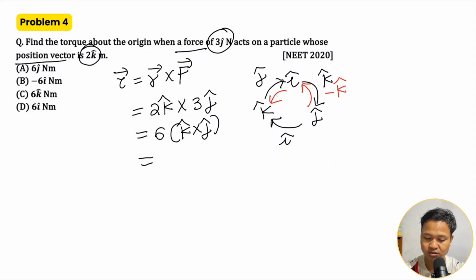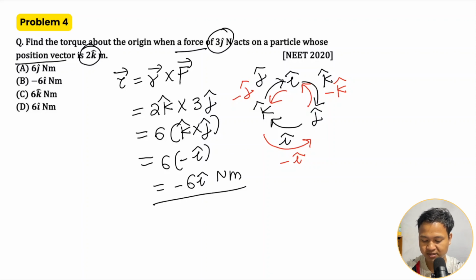I cross k gives minus j cap. Similarly, k cross j means minus I cap. So k cross j means minus I cap. So here I will have minus I. So this is minus 6 I Newton meter. Right? So option 2, minus 6 I.